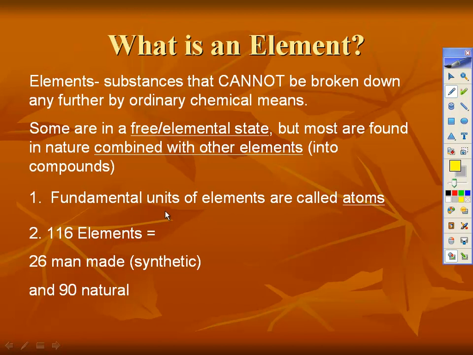There are 116 elements that have been recognized as official elements. Some periodic tables will show more or less, depending on how recently updated they've been. Of those 116, only 90 are naturally occurring. 26 have to be made by somebody in a lab. They don't occur in nature, so we call those synthetic.